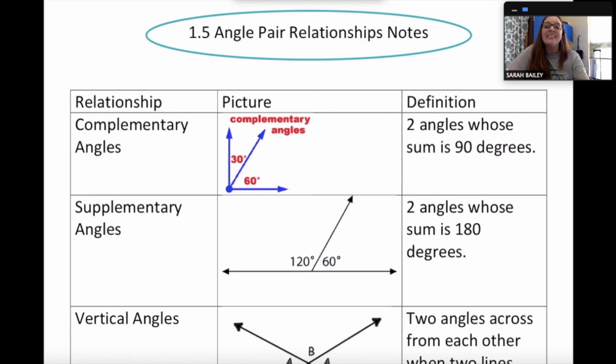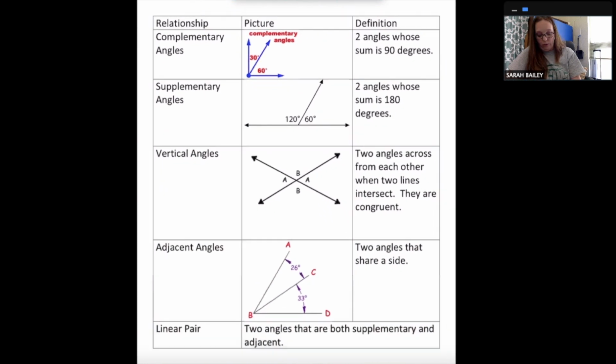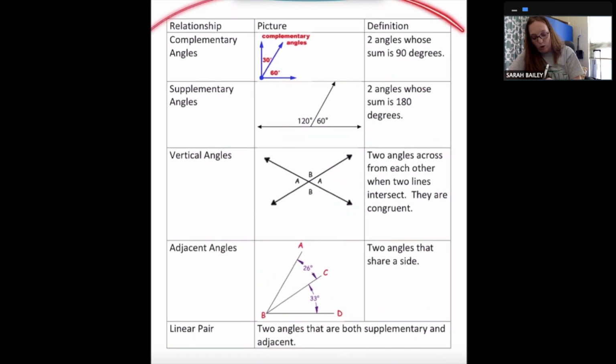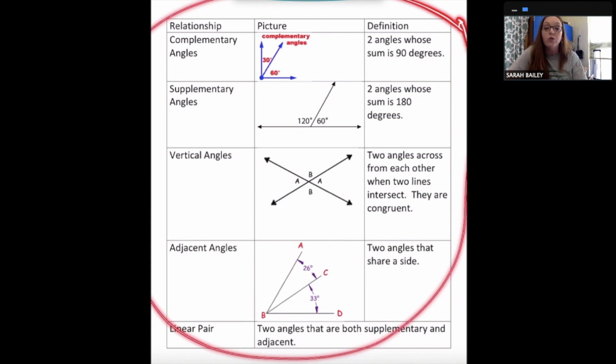Hi guys, in today's lesson we're going to talk about the different types of angles that are formed. Some of this should be a review for you. What I want you to do first is pause this video and read through all of these diagrams and pictures. I'll wait for you to do that now.